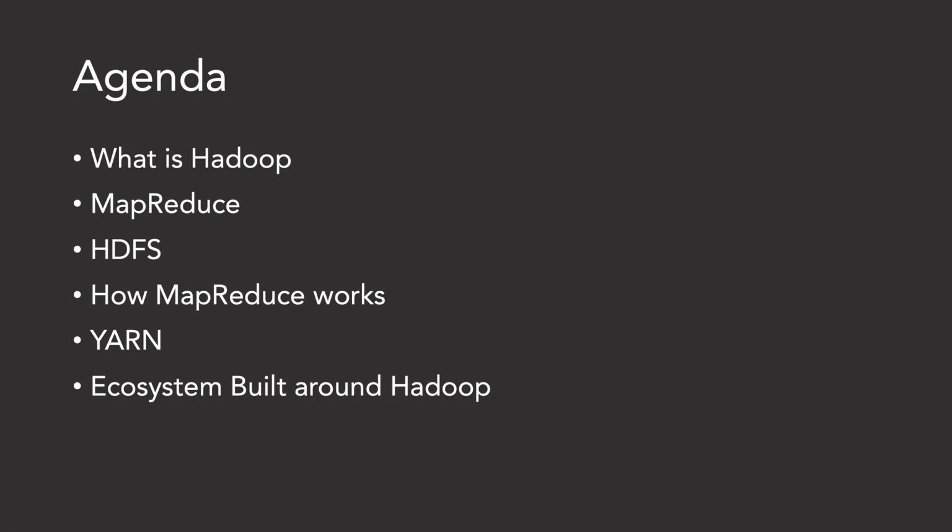So I'll talk about what is Hadoop, followed by the components of Hadoop, which are MapReduce and HDFS. We'll also see how MapReduce works, and then I'll talk about Yarn, which is a cluster manager, on a very high level. Then I'll conclude this video with the ecosystem that is built around Hadoop, which you have already seen, but it'll be part of a recap.